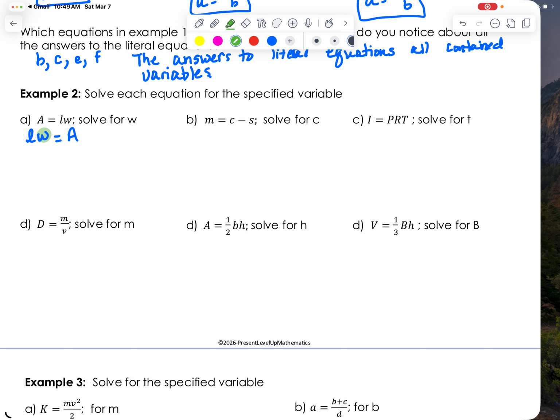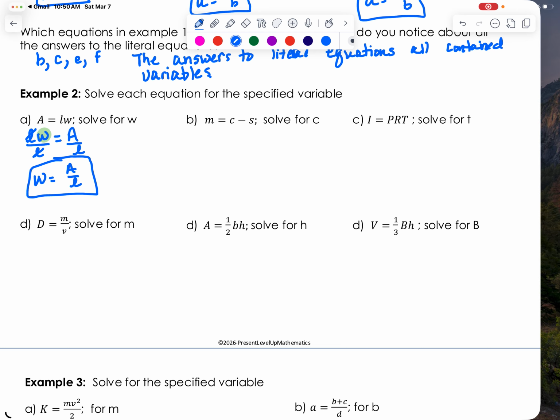So I need to use inverse operations to remove any term that's attached to the W in some way. So here we have length times width equals area. So the opposite of times is divide. So I'm going to divide both sides by L. So this L would cancel this L, and that would leave me W. All right, I met my goal. I isolated the W. And A divided by L, nothing we can do to simplify that. So that's our final answer.